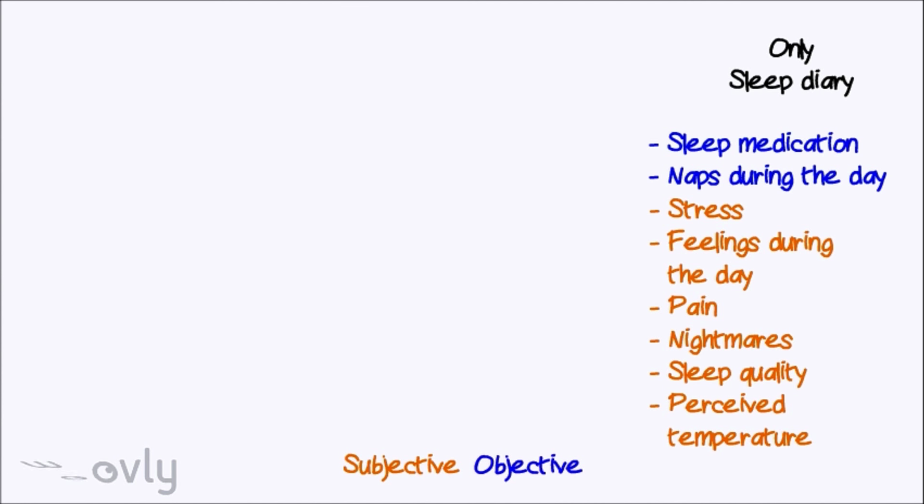Then we have the sleep diary. This measures only the sleep medication, naps during the day, stress, feelings during the day, pain, nightmares, sleep quality, and perceived temperature. Sleep medication and naps during the day are the objective parameters and the rest are the subjective ones.